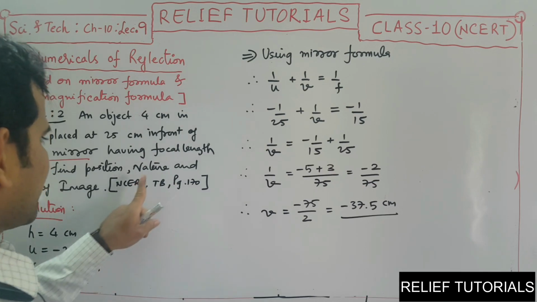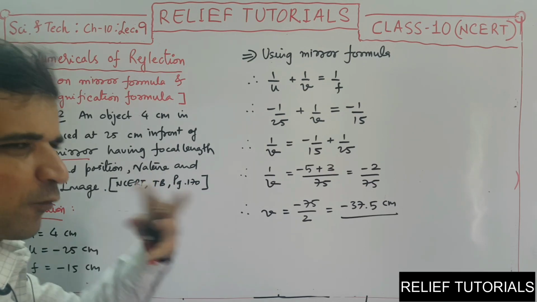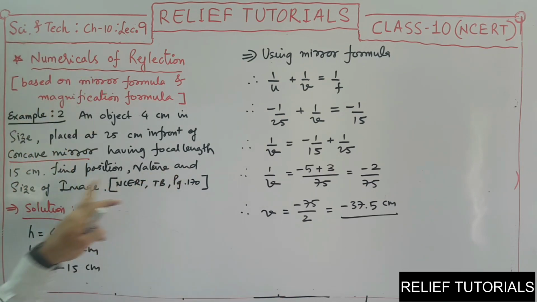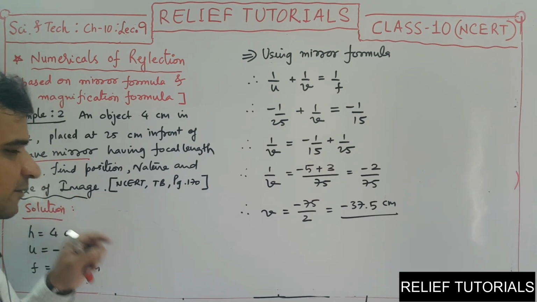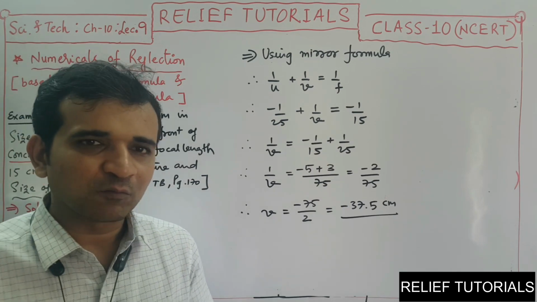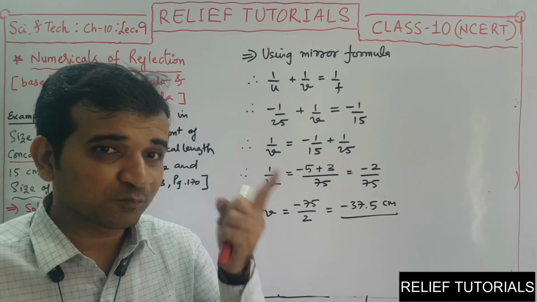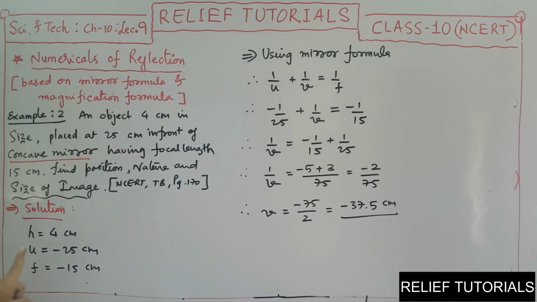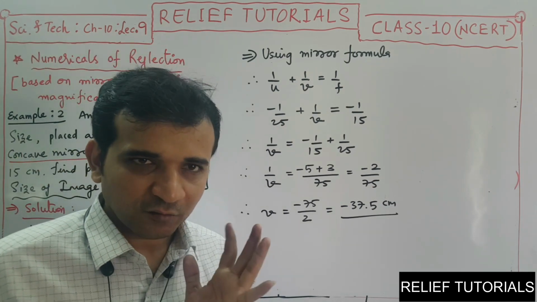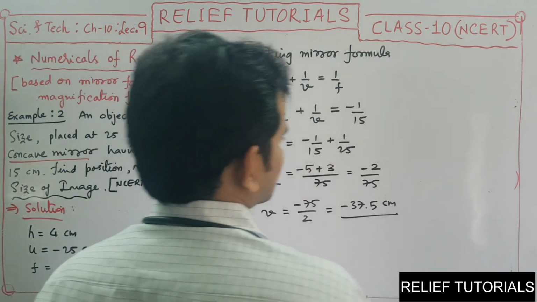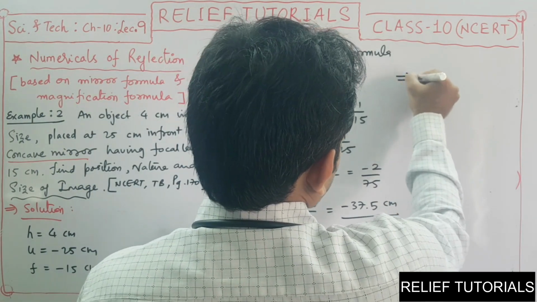And now let us find the nature. Nature we can obtain easily by magnification, and the size of the image. See, here the size of the image we have to find. In the previous example, for the size of the image we just found whether it is smaller or bigger, because the size of the object was not given. But here the size of the object is given. So when the size of the object is given, you have to give the precise answer for the size of the image. So in that case, we can use the magnification formula like this.